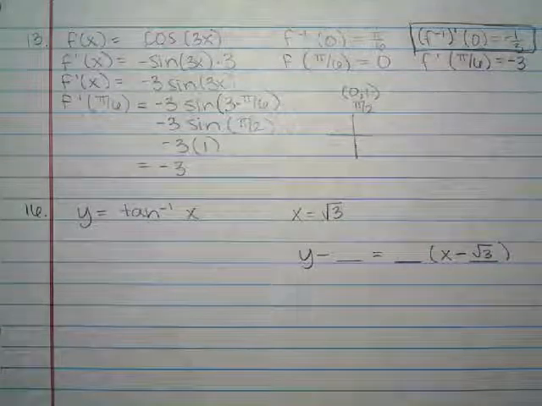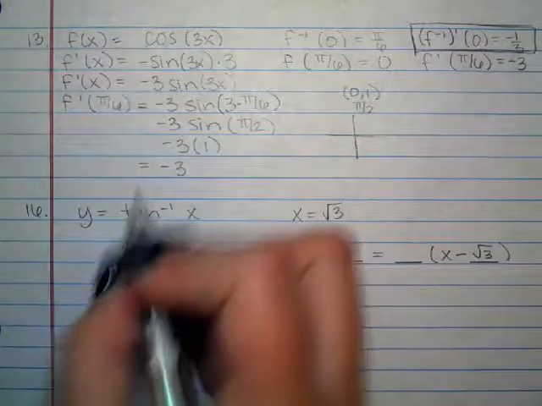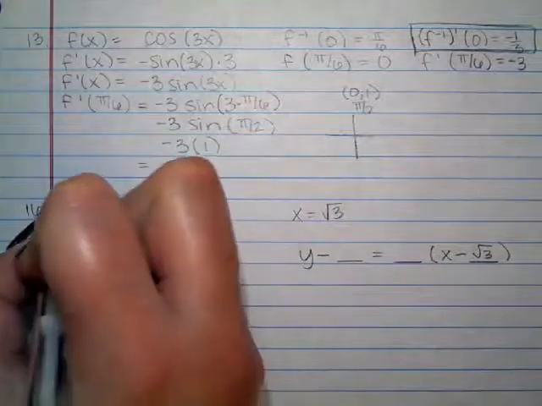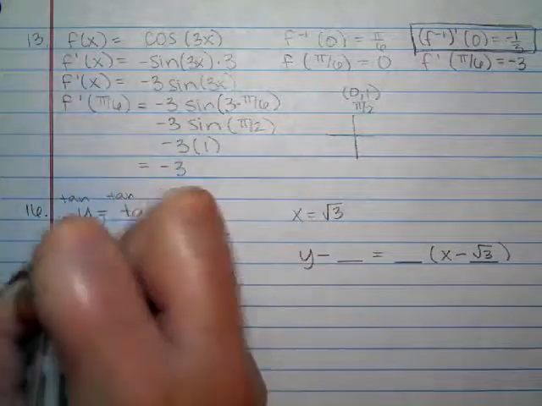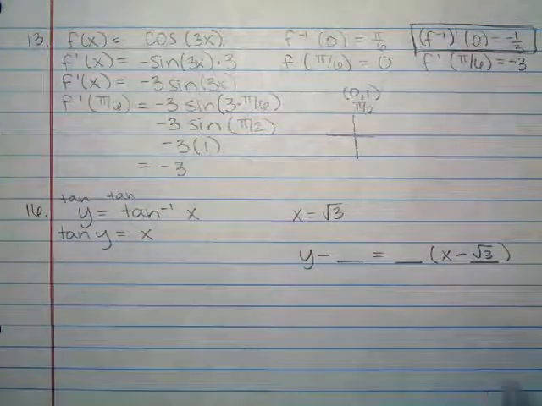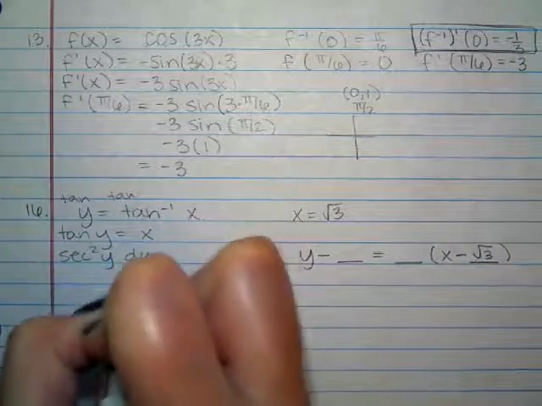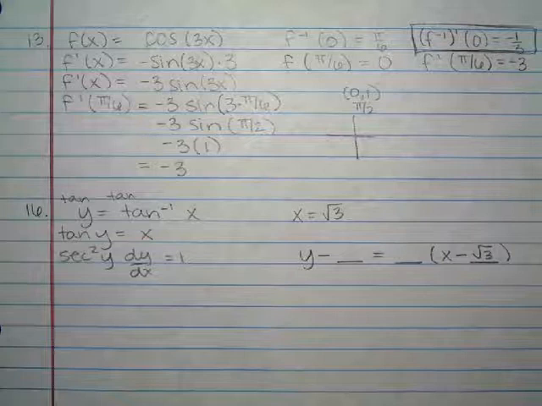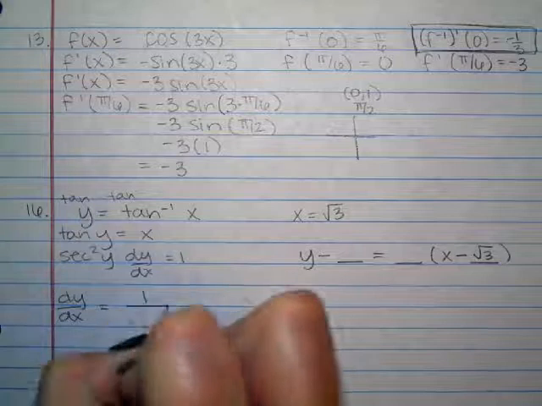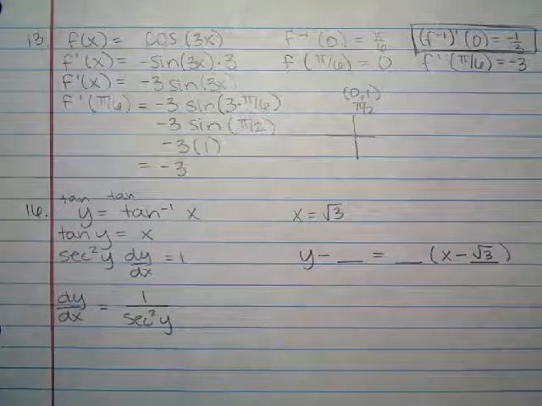Slope? Okay, so for the slope, we need to go ahead and find the dy/dx. And that's what we were doing yesterday with just finding our derivative. So I'm going to go ahead and do tan on both sides. So I've got tan y equals x. And then I've got my derivative. So secant squared y dy/dx equals 1. And then dy/dx equals 1 over secant squared y.